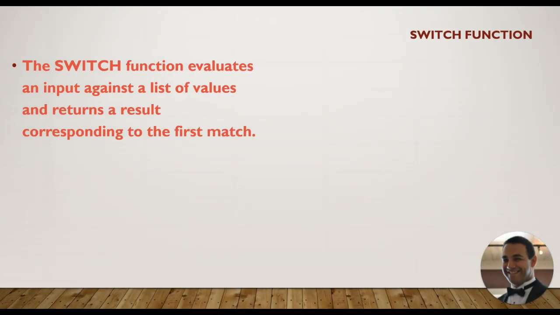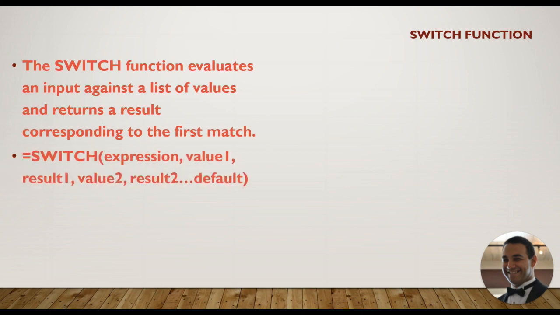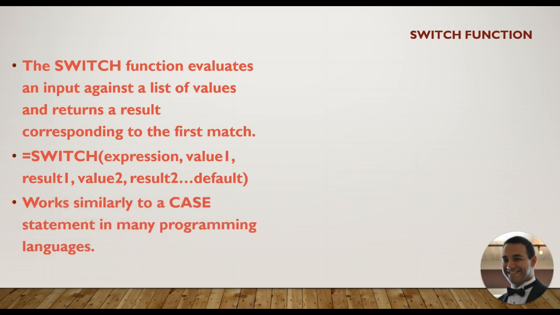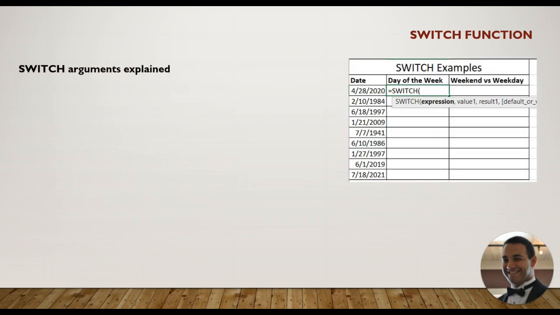The switch function evaluates an input against a list of values and returns a result corresponding to the first match. This is a pretty complicated one. The syntax is equals switch, the expression, value 1, result 1, value 2, result 2, etc., and then a default. This works similarly to a case statement in many programming languages if you're familiar with any types of programming. Let's have a look at each of these arguments before we dive into a demo.